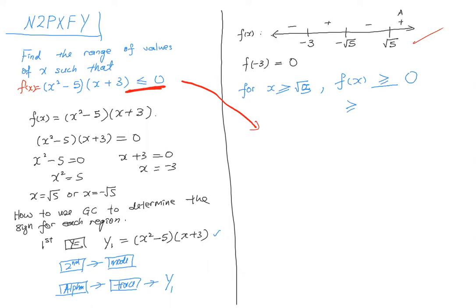I ask you to find the range of value of x such that f(x) is less than 0. So where is the range of value of x? x smaller than or equal to -3, or greater than or equal to negative square root 5, but less than or equal to root 5. Am I right? Yes. The negative region.